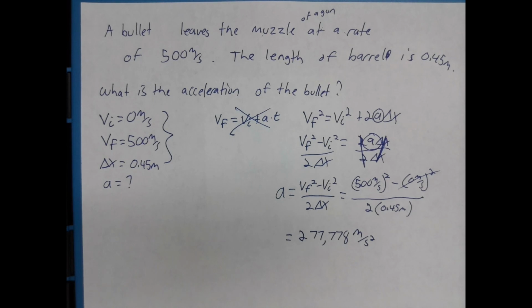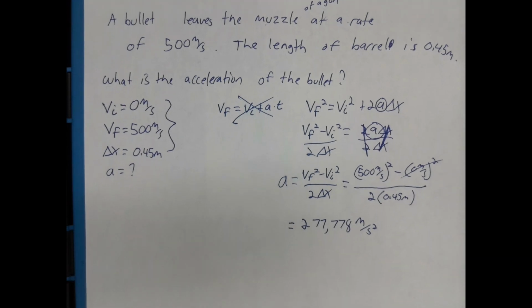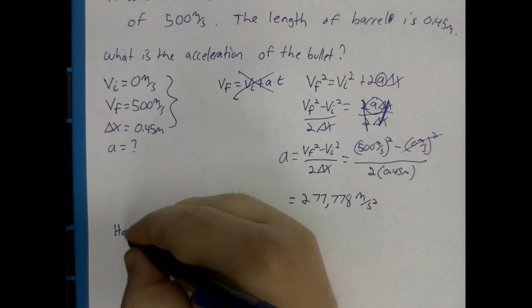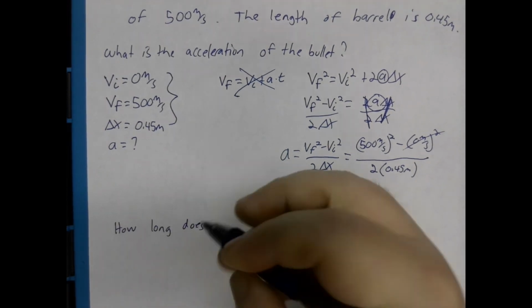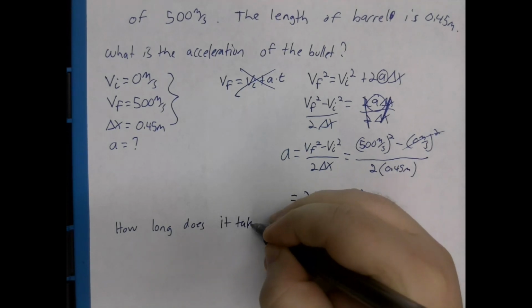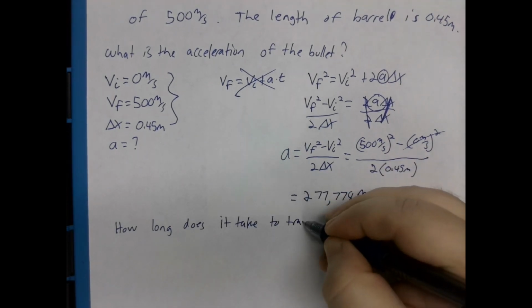That bullet undergoes a tremendous amount of acceleration. It is changing its speed. It's going from not moving to moving at very great speed very, very quickly. Imagine the time it takes to actually go from not moving to leaving the barrel. It's faster than a blink of an eye. Which is what the next step is. How long does it spend in the barrel? How long does it take to travel the length of the barrel?